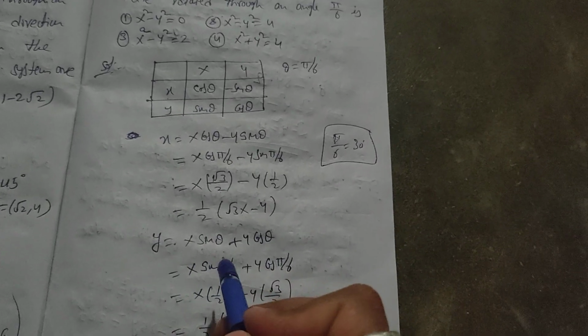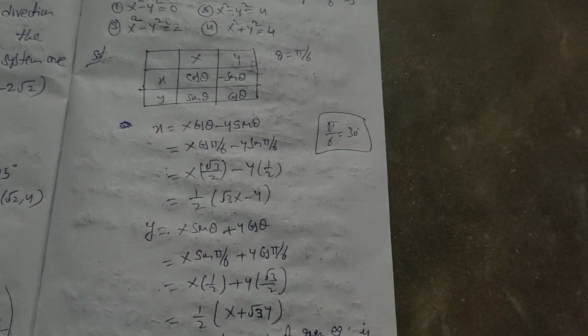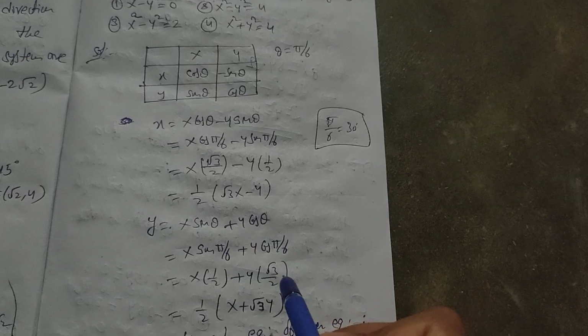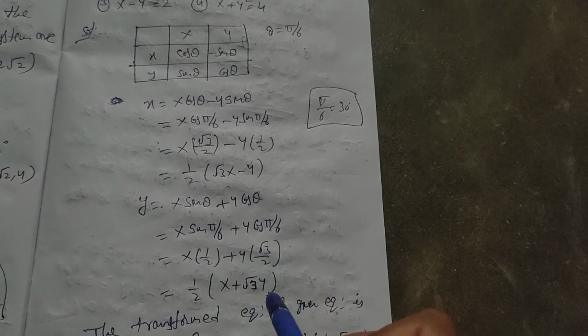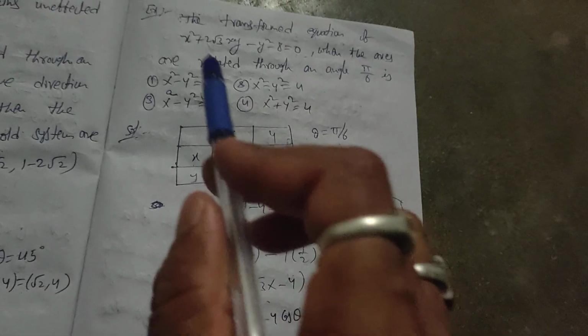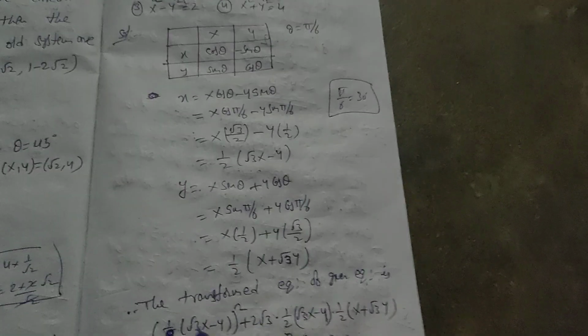And small y is equal to x sin theta plus y cos theta. That means x sin 5 by 6 plus y cos 5 by 6. That means sin 5 by 6 is sin 30, 1 by 2, and cos 5 by 6 is cos 30, root 3 by 2. If you take 1 by 2 common outside, then you have x plus root 3y. Now substitute the small x value and small y value in the given equation.